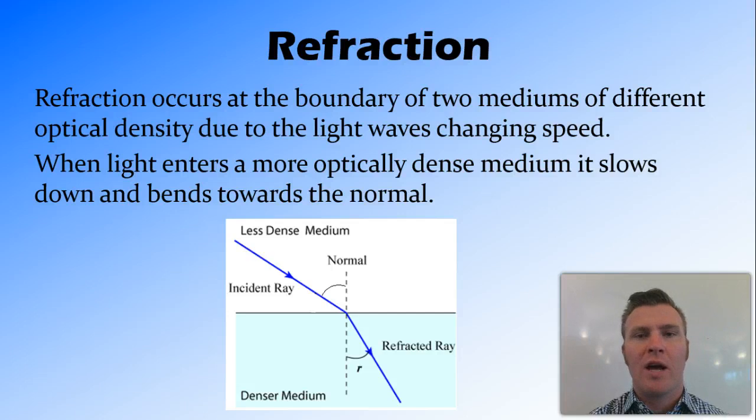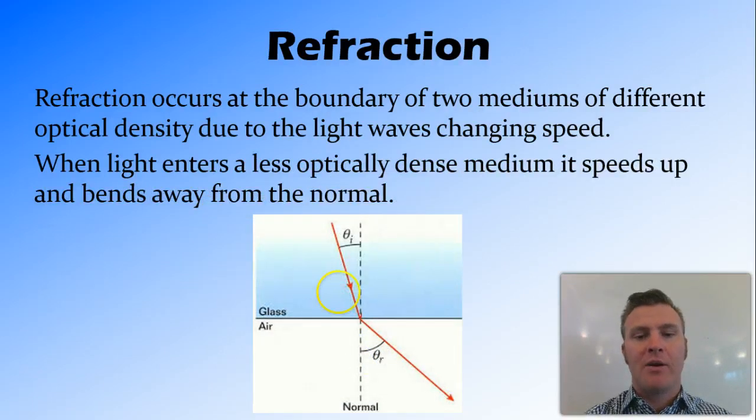Refraction occurs when light passes from one medium into another, and the mediums have a different optical density. This causes them to change speed. So if a ray is coming from a less dense medium into a more dense medium, it's going to slow down. And as it slows down, it bends towards the normal. So that means that the angle of incidence is going to be larger than the angle of refraction.